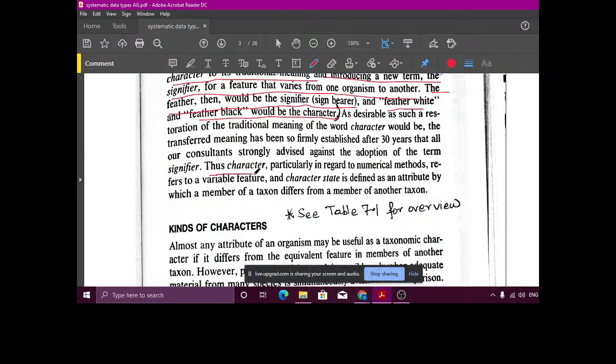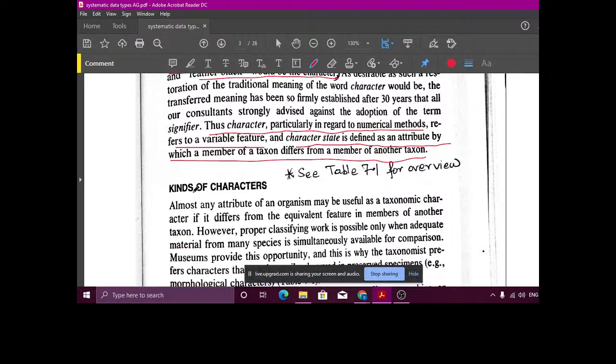Thus, character, particularly in regard to numerical methods, refers to a variable feature, and character state is defined as an attribute by which a member of a taxon differs from a member of another taxon. So now we go to what are the different types of characters.